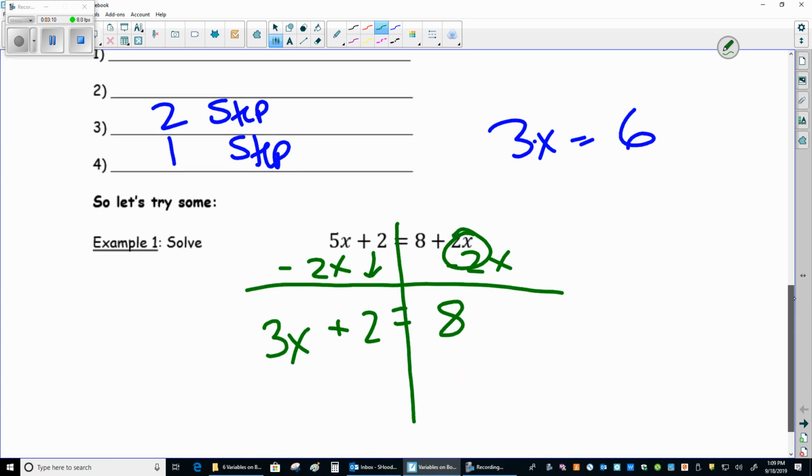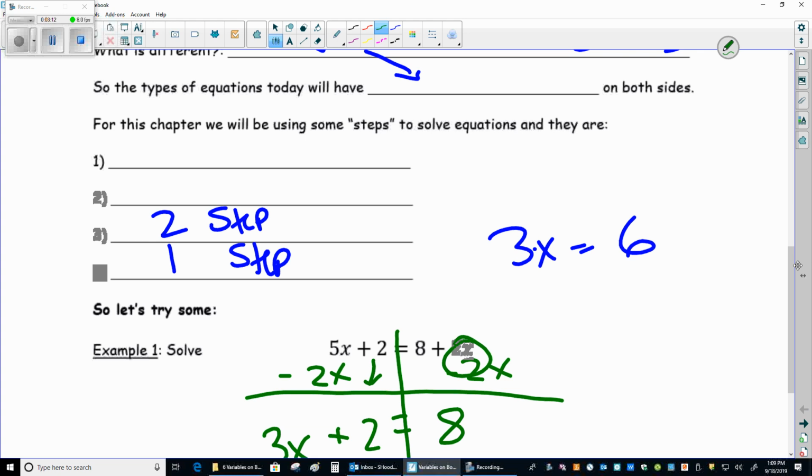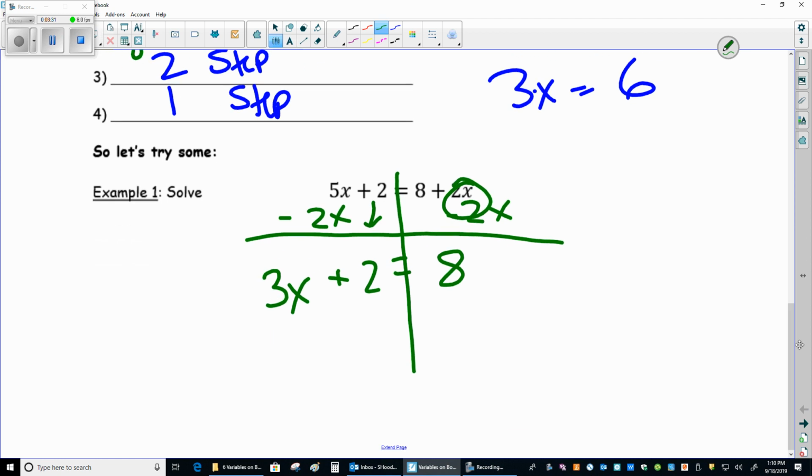So the big step that we're going to do today is get rid of one of the variables. Okay? We're going to move all the variables to one side. That's the big thing, getting all the variables to one side. Because then after I do that, it turns into a two-step equation. I know how to solve this.